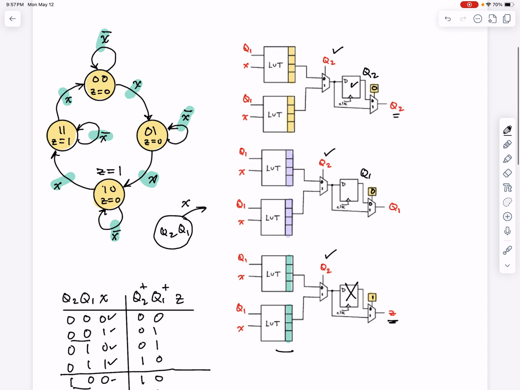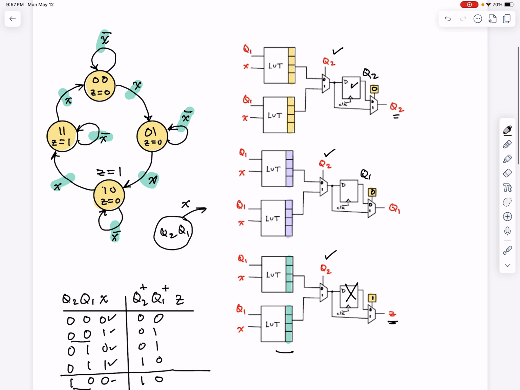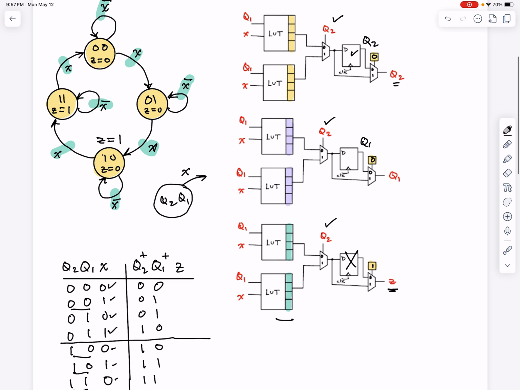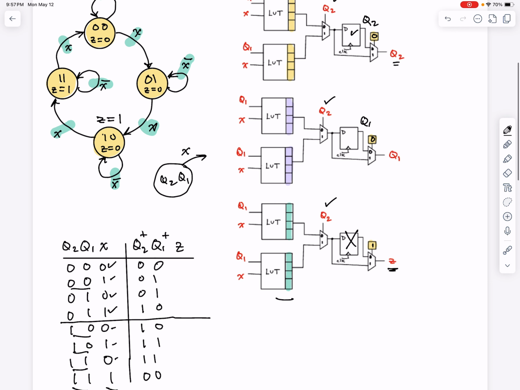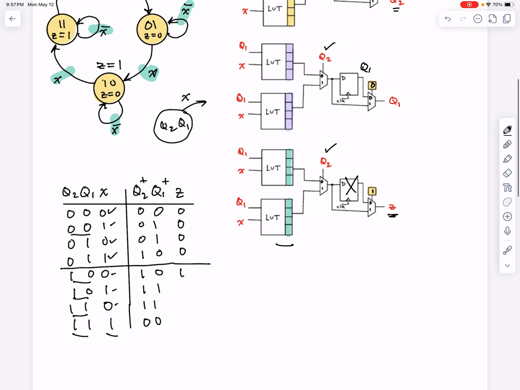The other thing we do is look at the output Z. The output Z always depends just on the state. So when we're in 0, 0, output Z is 0. When we're in 0, 1, output Z is 0. When we're in 1, 0, output is 0. And when we're in state 1, 1, the output is a 1. So that's the next state table.